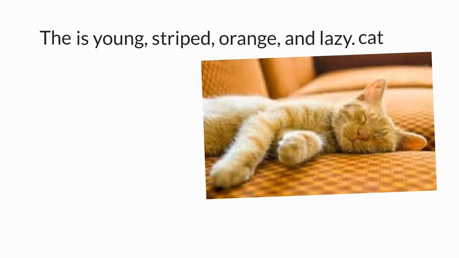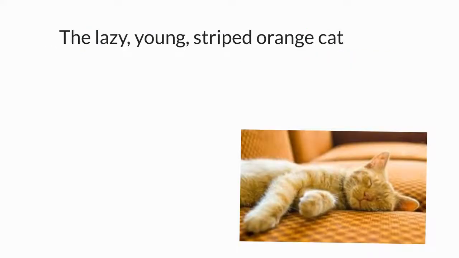So I'm going to get rid of my linking verb and my period. And I'm going to end up with the young, striped, orange, and lazy cat. But when I put my adjectives in front of my noun, I don't need a coordinate conjunction either. So with a little reorganization, I end up with the lazy, young, striped, orange cat. I still have all four adjectives. Now they're in front of my noun. They're describing my noun, so now they're a part of my complete subject.